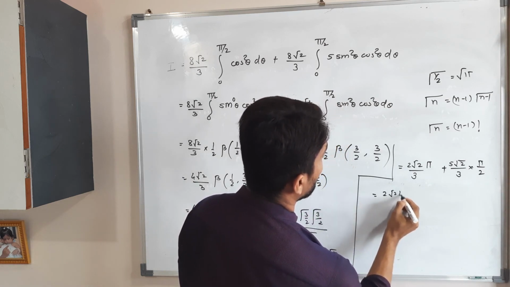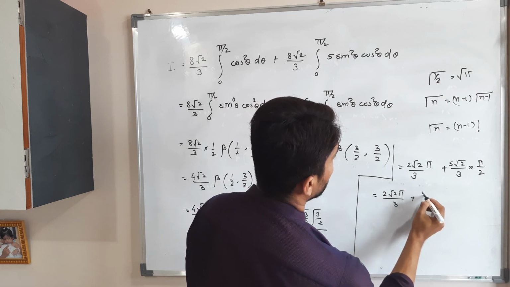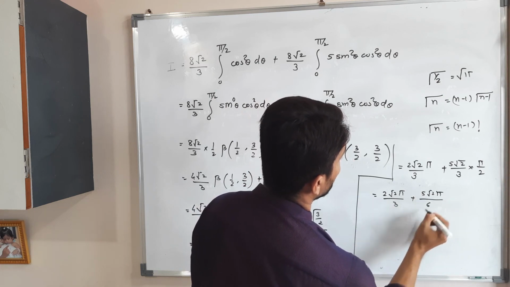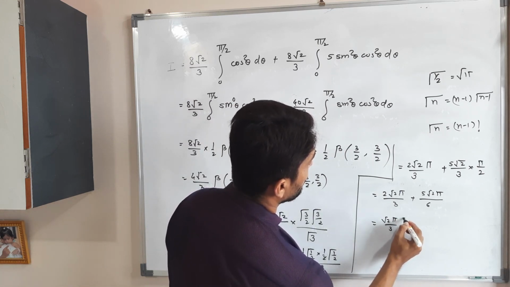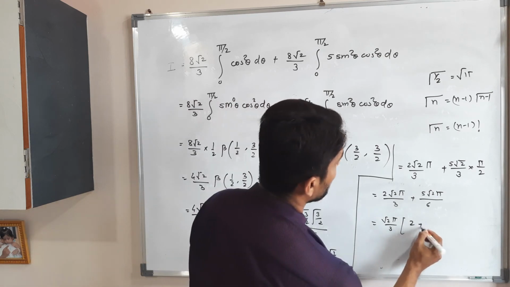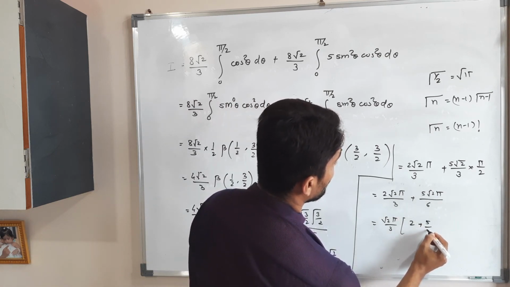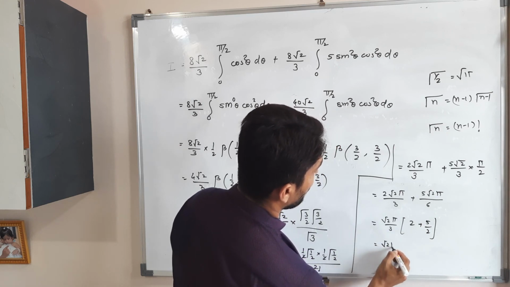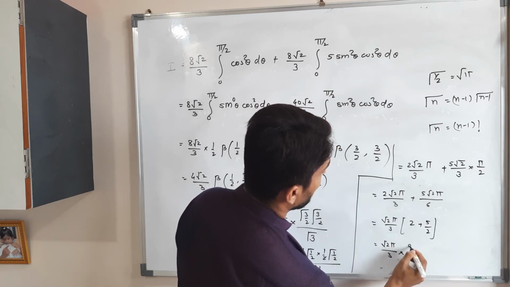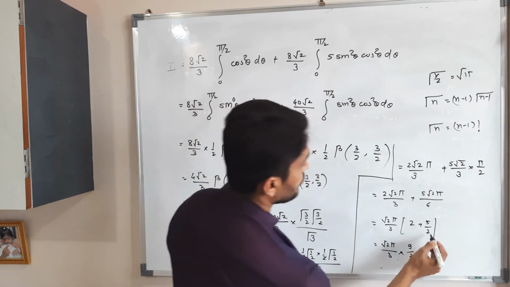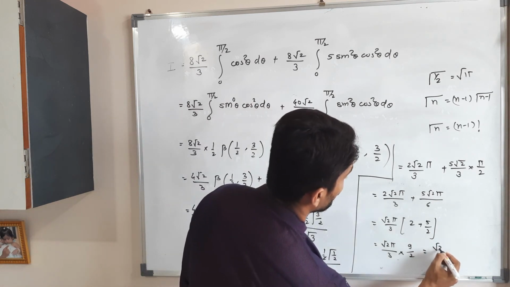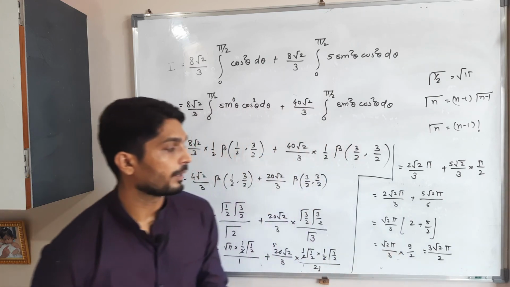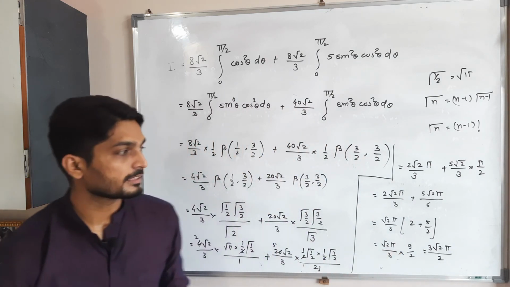So the final answer we can write: 2 root 2 pi by 3 plus 5 root 2 pi by 6. What can we take common? Root 2 common, pi common, and 1 by 3 common. So we'll have simply 2, and here we will have 5 by 2, right? So this is root 2 pi by 3 times 9 by 2. So 3 will get cancelled, and we get 3 root 2 pi by 2. So this is the required answer, right? Okay, make a screenshot of it, and after that we will stop.